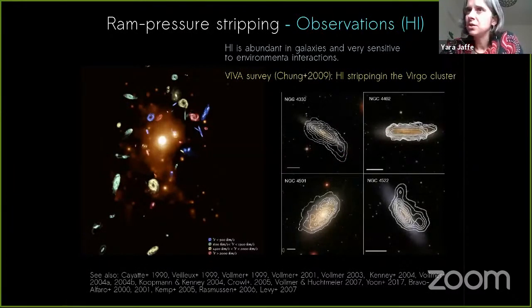In terms of observations, the first really crucial observations of ram pressure stripping at play came from radio, so from HI. So this is one of the most beautiful examples. This is the nearby Virgo cluster, where A.D. Chung led a study through the VIVA survey, where they mapped the HI around many galaxies around this cluster. So here on the left, you have in yellow the X-ray emission of the Virgo cluster. So this is the intracluster medium essentially, and the different colors correspond to the HI detected galaxies.